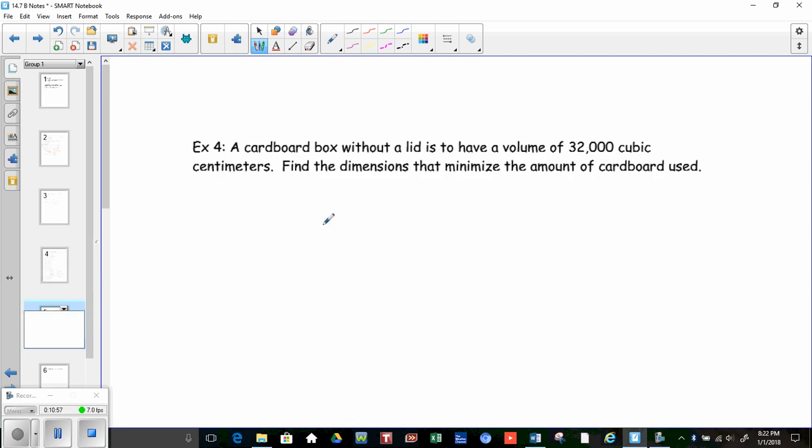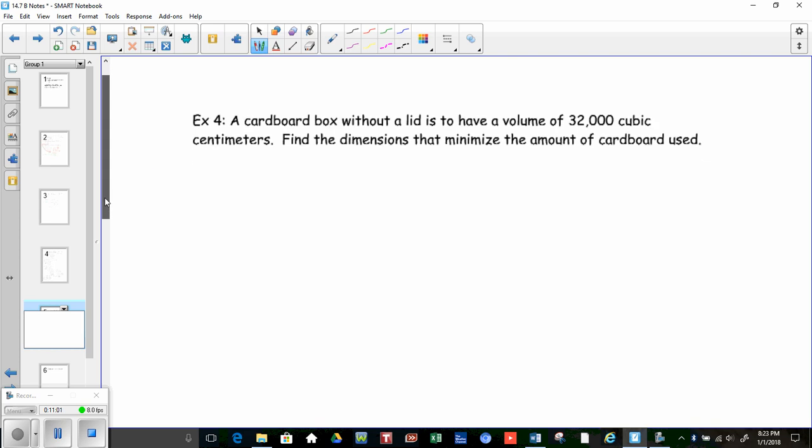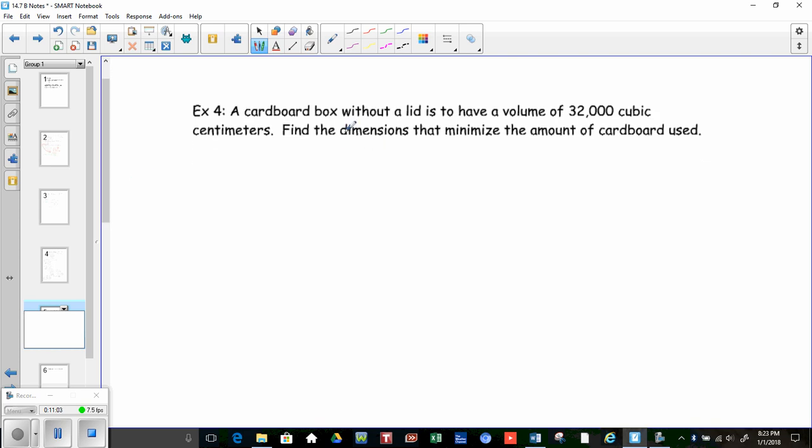Okay, next example, very similar because we're dealing with another box here, but not exactly the same. A cardboard box without a lid is to have a maximum volume of 32,000 cubic centimeters. Find the dimensions that are going to minimize the amount of cardboard used. So we're using cardboard to create some kind of a box that has 32,000 cubic centimeters. That's some big cardboard when you think about it.